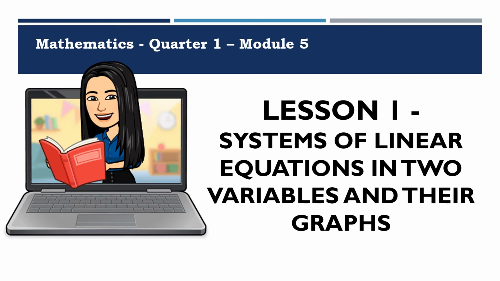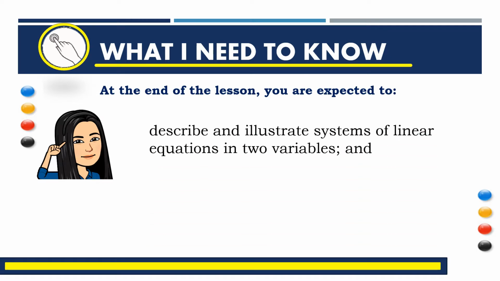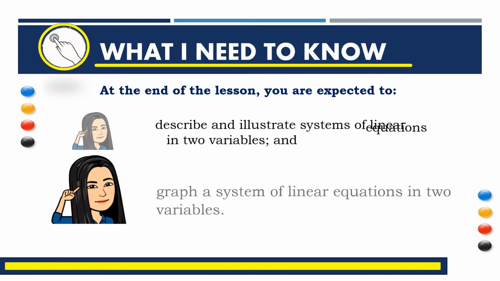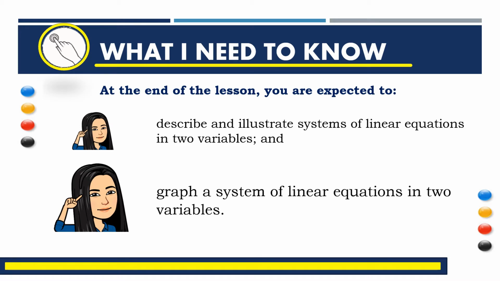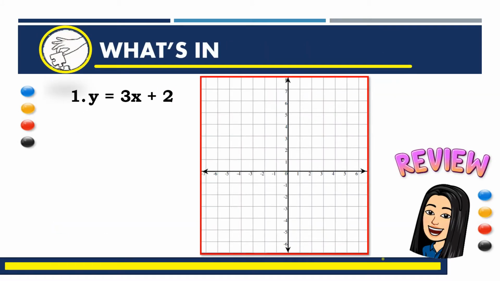Now let's start the discussion. Lesson 1, Systems of Linear Equations in Two Variables and Their Graphs. What I Need to Know. At the end of the lesson, you are expected to describe and illustrate systems of linear equations in two variables and graph a system of linear equations in two variables. What's In? Let us recall graphing linear equations in two variables. Let us try to draw the graph of each of the following linear equations in a Cartesian plane and give your own idea on the questions that follow.